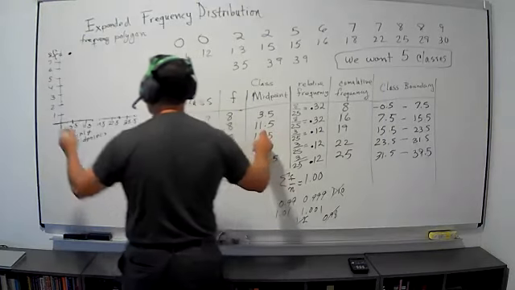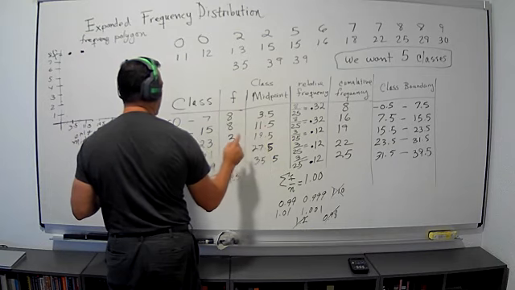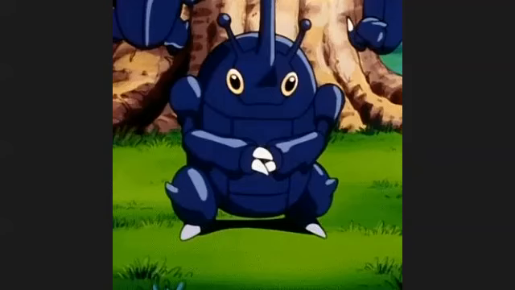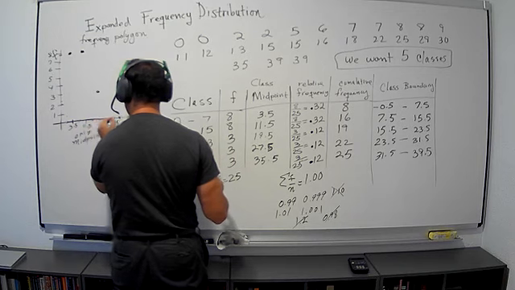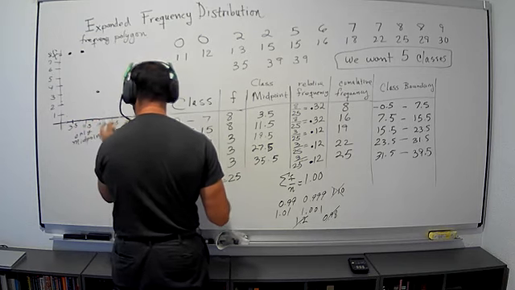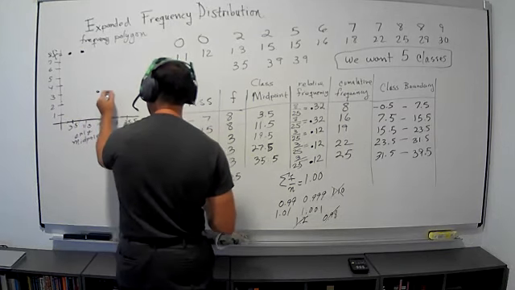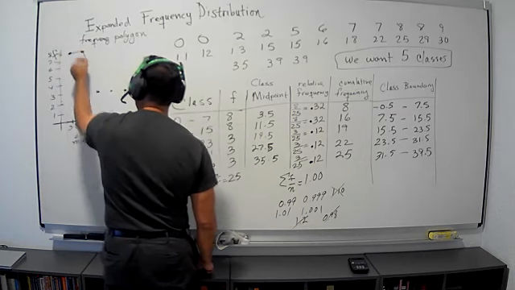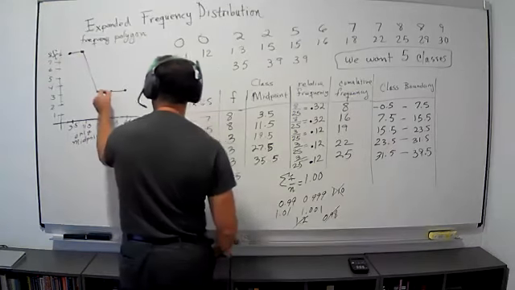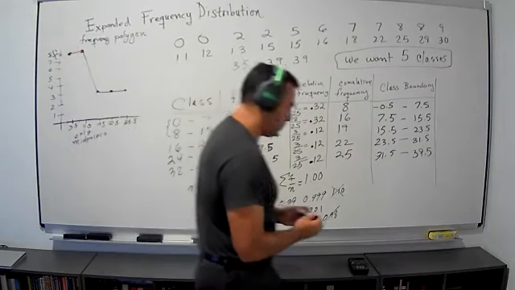For 11.5, it will also be 8. For 19.5, it would be what? 3. And the other ones are 3 too. I know this is getting kind of sloppy down here, but I'm going to try to make it less sloppy so it's not confusing. So 3, 3, and 3. Then I connect the dots, and I would almost be done.